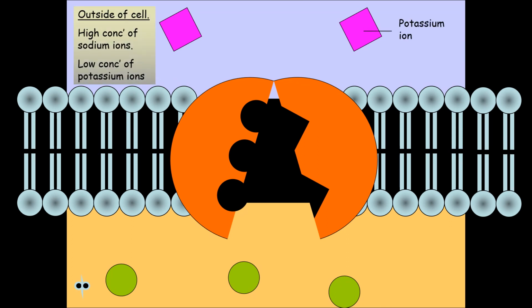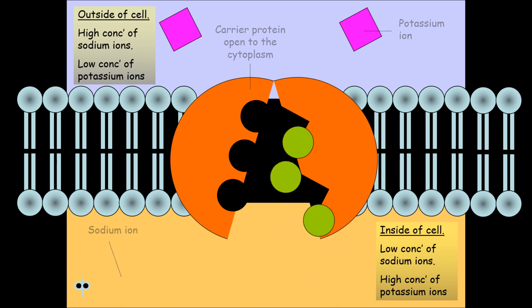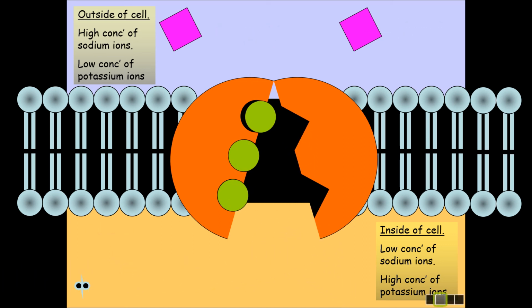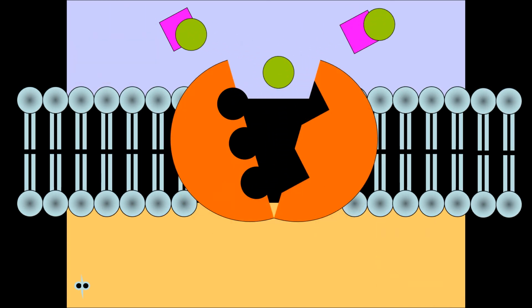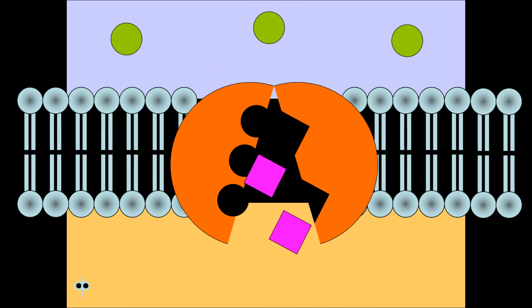So you've got a high concentration of sodium ions on the outside of the cell and a low concentration of potassium ions. And inside the cell, you've got a low concentration of sodium ions and a high concentration of potassium ions. So what's going to happen is your sodium ions are going to get picked up by your carrier protein. From your low concentration, they're going to be moved to the high concentration. And then this allows the potassium ions to come in, and they're going to be moved from their low to their high concentration.